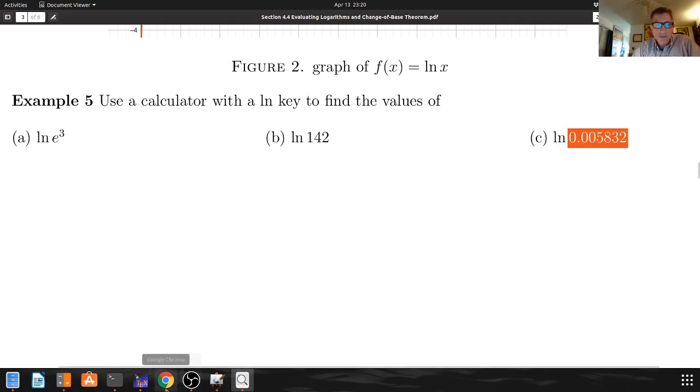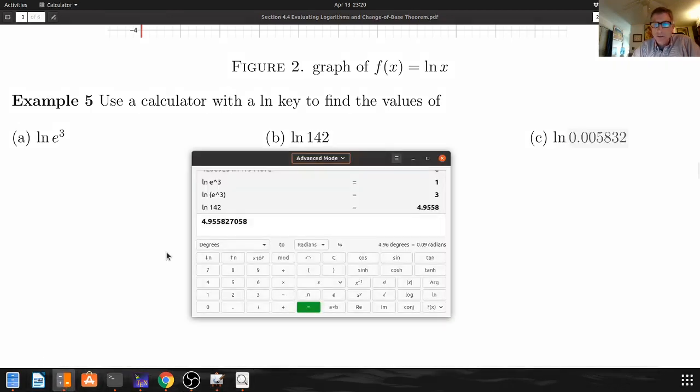So when we enter into the calculator the natural log of 0.005832, we're probably going to see a decent, for logarithm, maybe a -2 or a -3 answer. Oh, it's even more than that. It's -5.